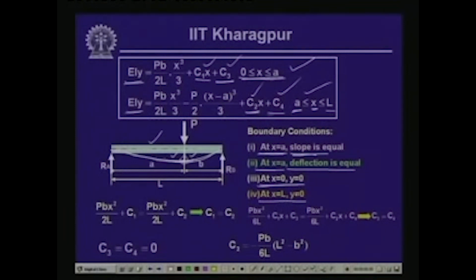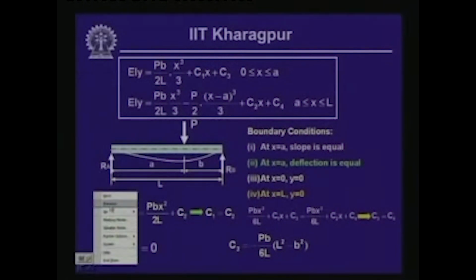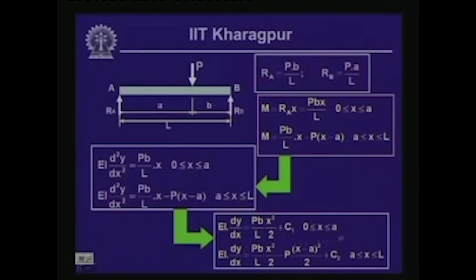Now, if we substitute that at x equals a, the slope is equal, then from the expression of dy/dx, in fact, if we look at the expression of dy/dx as we have obtained, Pb by L x square by 2.